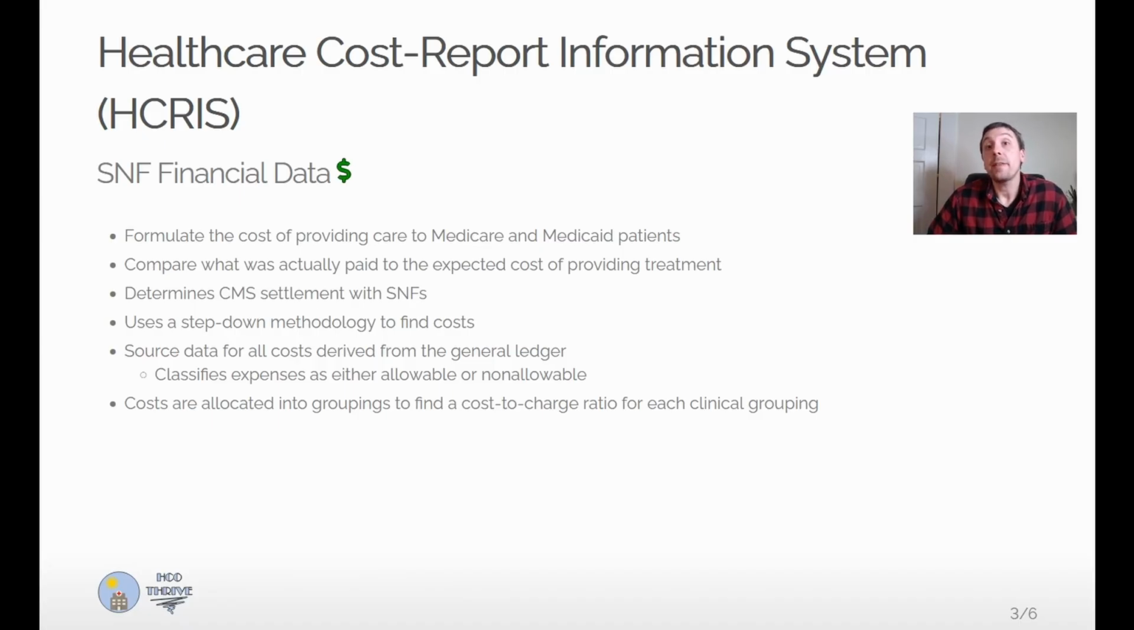It uses a step-down methodology to find costs. The source data for all costs is derived from the general ledger. It classifies expenses as either allowable or not allowable, and then costs are allocated into groupings to find a cost-to-charge ratio.